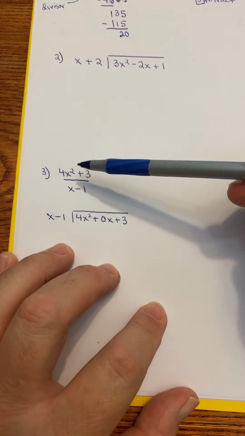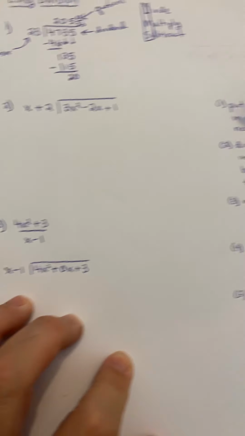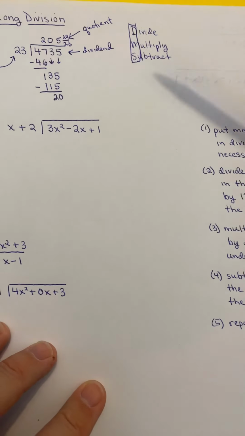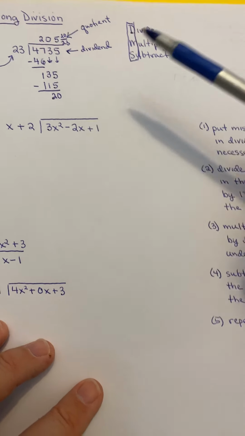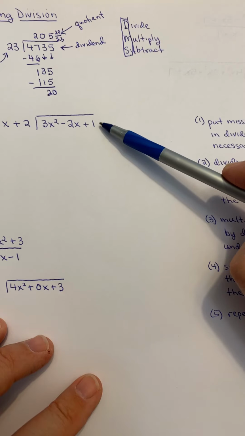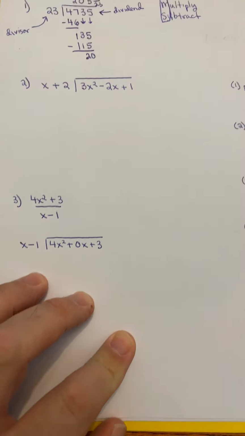Now, on problem 3, I wrote the division like this. Problem 2, I wrote the division like this. Number 1, what I want to do is put in any missing terms in the dividend if necessary. What I mean by that is the exponents should go from highest to smallest and decrease by 1. Notice they do. Exponent of 2, exponent of 1. This is actually 1x to the 0. This one, there's something missing. We'll get to that in a minute.